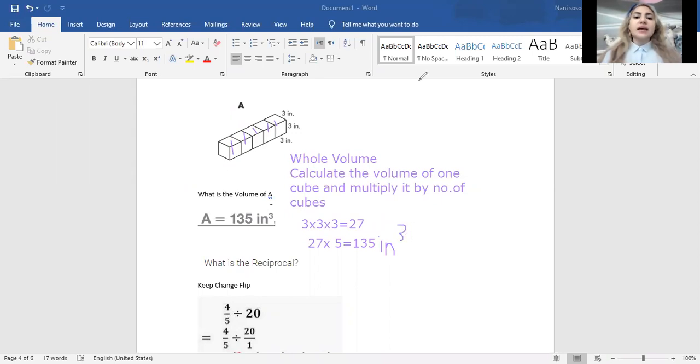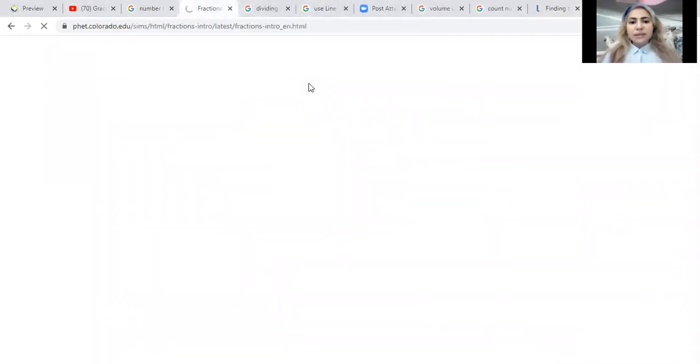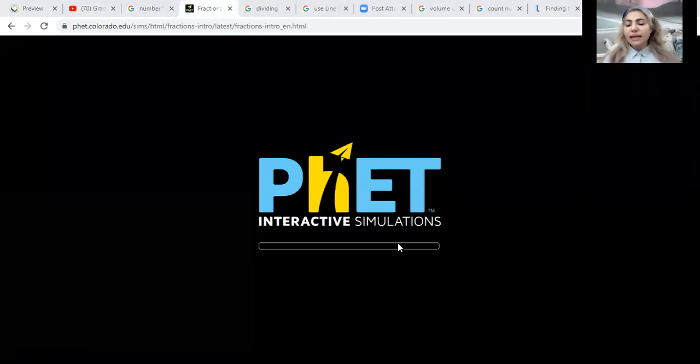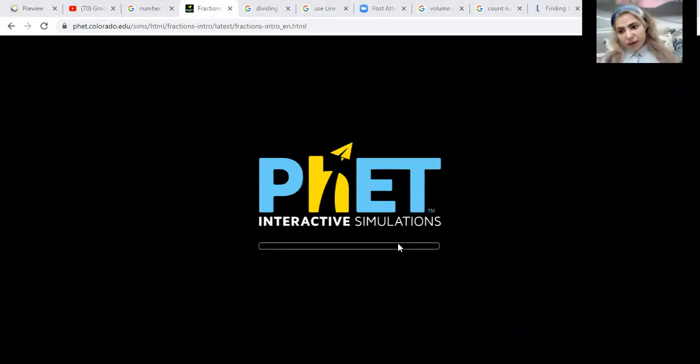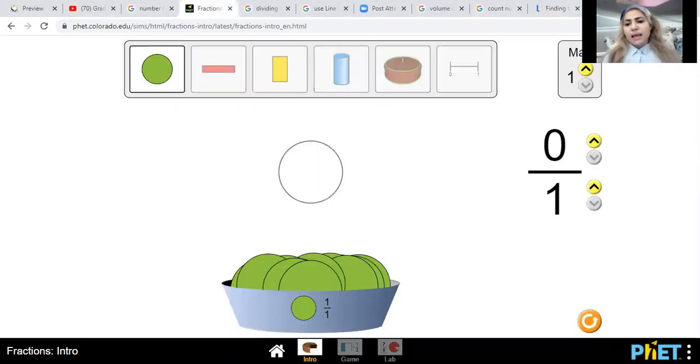Okay, and this is a very, very, very important concept. What is the reciprocal of a fraction? If you go to your PhET app that I told you to use and play with, it's very helpful. Let's go and see what is the meaning of the reciprocal of any fraction. So this is called PhET Interactive Simulations. Of course, you have the link. If you don't, I will send it again.